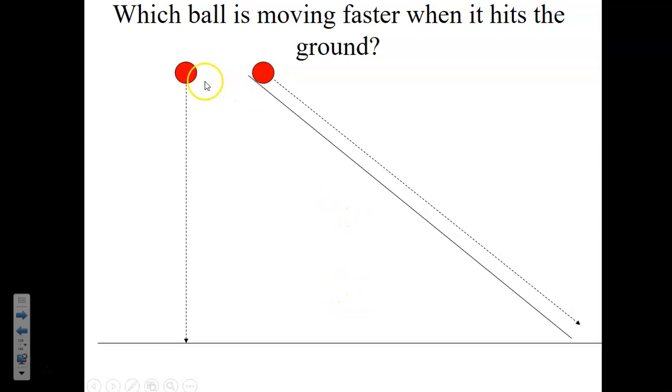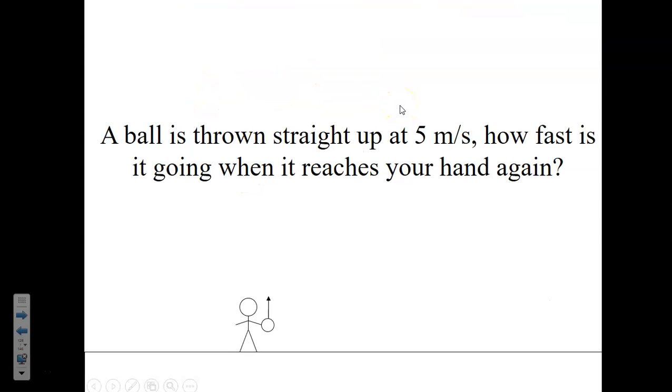Well, if they both start out with the same amount of GPE, because they're the same height, that means they're both going to have the same amount of kinetic energy just before they reach the ground, which means they're both going to be moving at exactly the same speed. So in this case, A, B, or C, it would be C, the same.